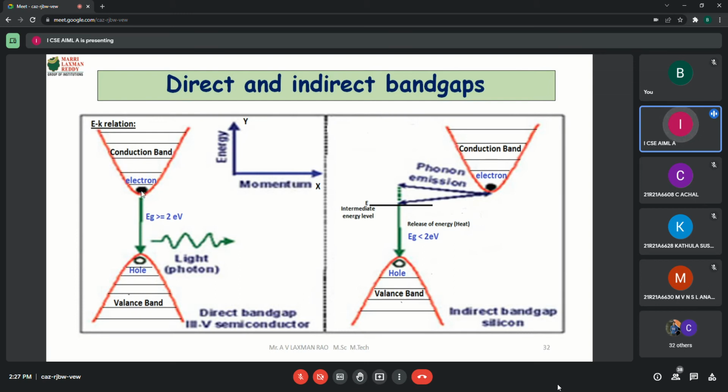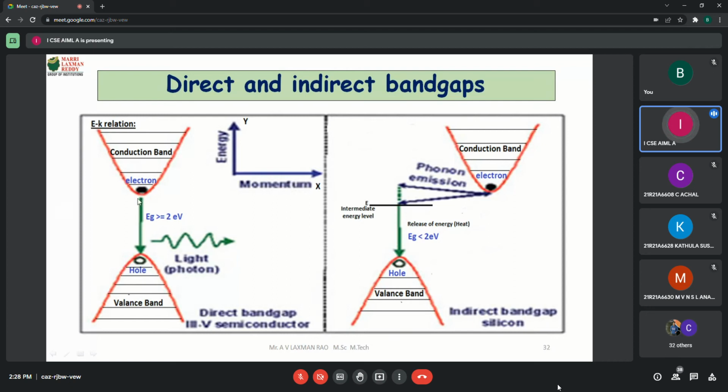In general, in a direct band gap semiconductor, this is the situation. Whatever the gap between the conduction band and the valence band is called the forbidden energy gap. In this type of direct band gap semiconductor, Eg is greater than or equal to 2 electron volts. So that gap is more, and the momentum of the free electron exactly matches the momentum of the hole. That's why at any time this free electron can occupy the hole position.